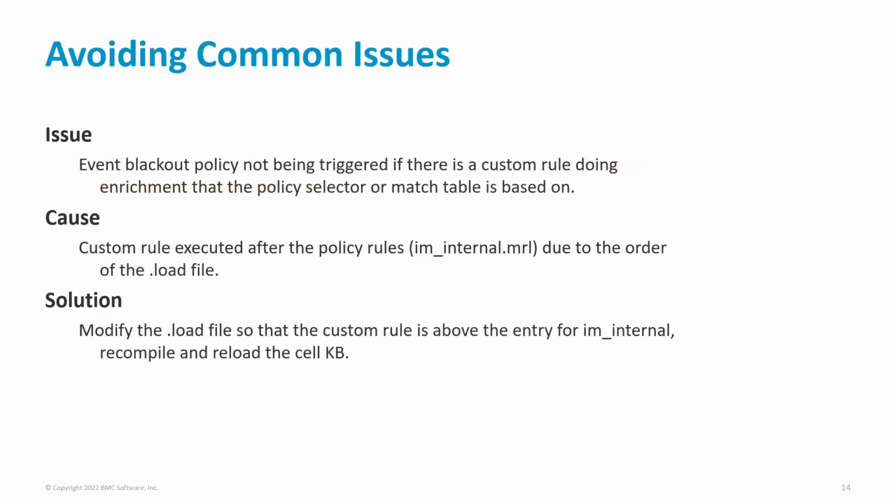If there is an event blackout policy, either standard or dynamic, that is not being triggered and the selector for the policy is based on enrichment by a custom rule, this will be due to the custom rule executing after the policy-related rules, which are in the im_internal.mrl file. The solution is to modify the .load file in the cell KB rules directory so that the custom rule is executed before im_internal, then recompile and reload the cell KB.